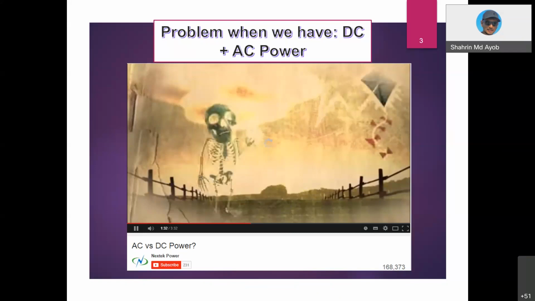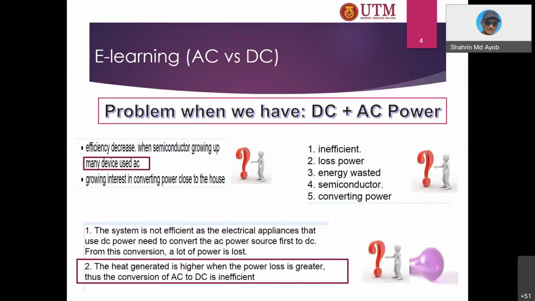So that is the dilemma in our power system right now. Our power system is AC, but our load is DC, so we need conversion circuits, and they create a lot of problems in terms of high losses, energy wastage, and so on.